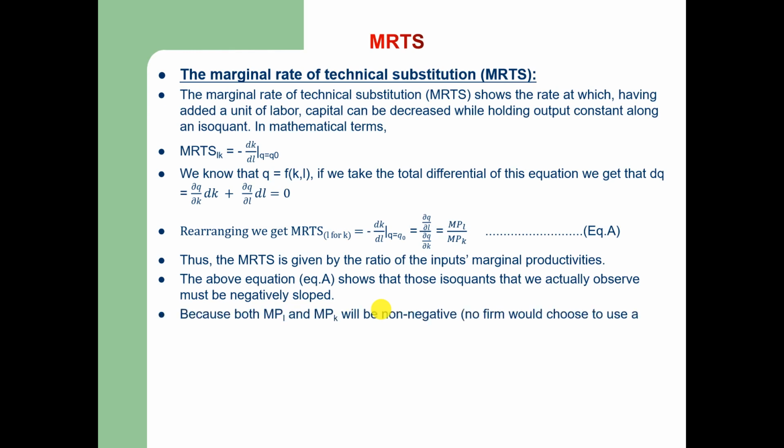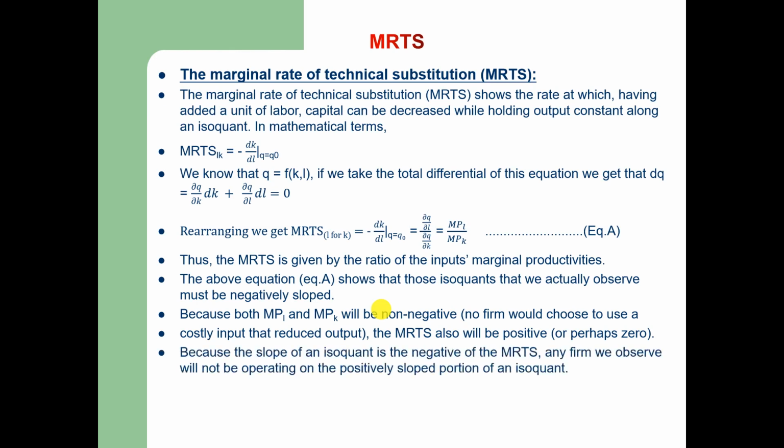Since both marginal productivity of labor and marginal productivity of capital will be positive, that is non-negative, because no firm would choose to use a costly input that reduced output. So the marginal rate of technical substitution will also be positive, because if marginal product of labor is positive and marginal product of capital is positive, then the ratio of the two productivities will also be positive. So that is why marginal rate of technical substitution will be positive, or perhaps zero if the ratio of the two productivities is equal to zero.